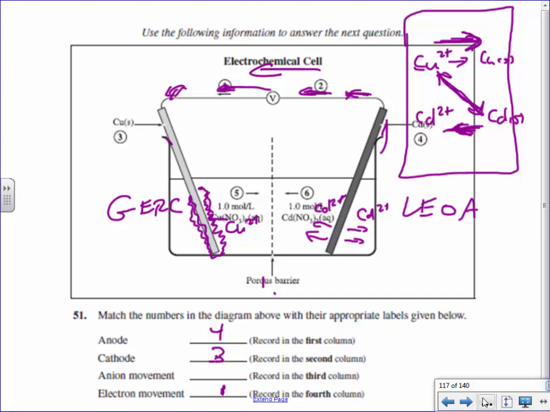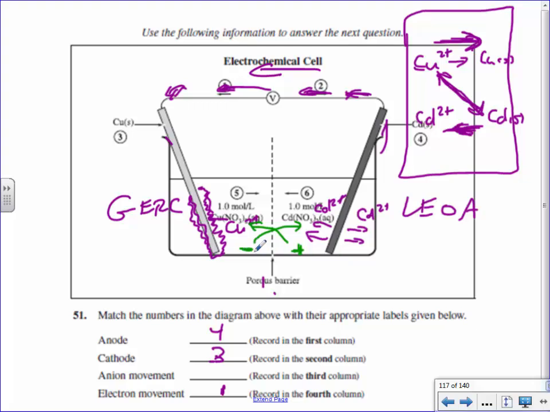I'm going to draw this in a little bit more detail, and we'll call it quits for the day. What's happening right here is all your copper 2 pluses are being sucked towards this one right here. And so if all your copper 2 pluses are leaving, this beaker is becoming negative. And then right here, this is emitting, in a way, cadmium 2 pluses. So this beaker is becoming positive. So what we're going to need then is negatives to migrate this way and positives to migrate this way through the barrier. Honestly, the easiest way of remembering this is that anions go towards anodes and cations go towards cathodes.